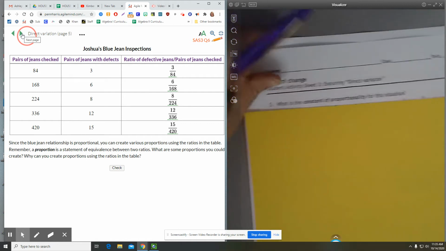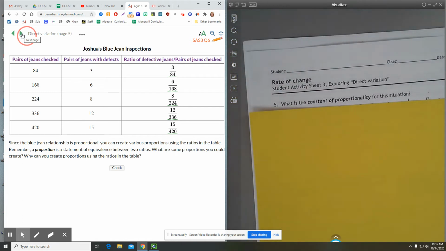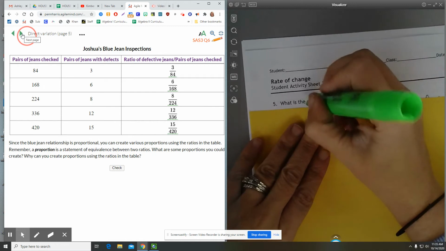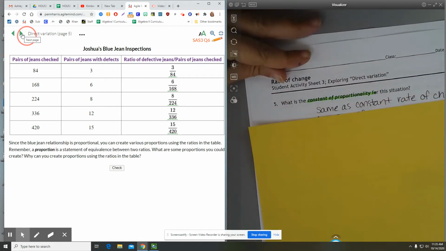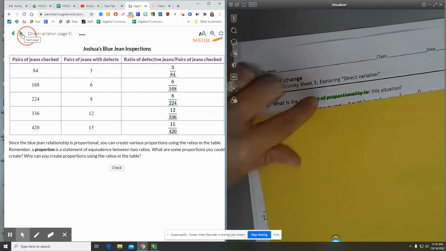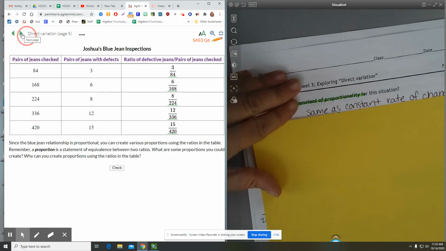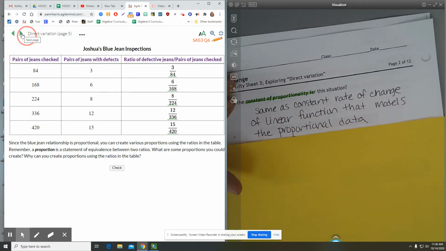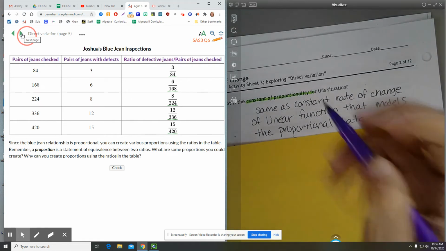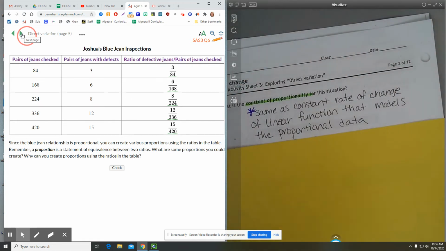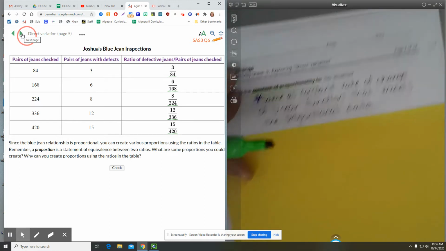Okay, so for number 5 here, they want to know what in the world is a constant of proportionality. What is the constant of proportionality for this situation? Well, the first thing, guys, that we need to know about the constant of proportionality is what it actually means. And the big thing with this is a constant of proportionality is the same as the constant rate of change of a linear function that models the proportional data.